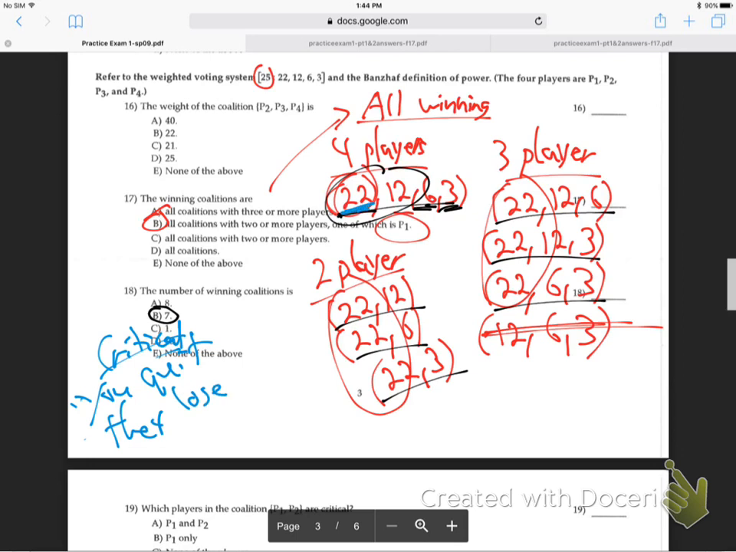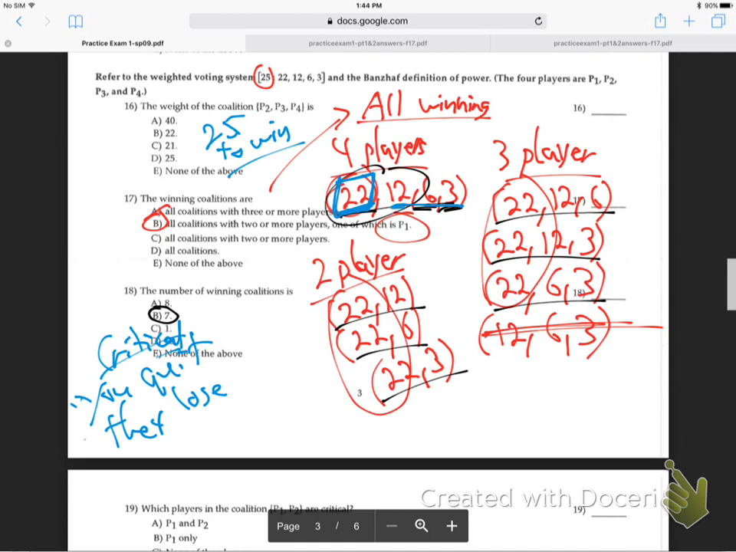Okay, so let's start with the 4-player team. If 22 quits this team, I'm just looking at the winning ones now. 22 quits, do 12, 6, and 3 lose? I think so, because that's only 21 votes, right? 12, 6, and 3? That's only 18, 21, yeah. So 22 is critical here. If he quits, the 12, 6, and 3 don't have 25. Remember, it takes 25 to win. So 22 is critical. If he drops out, they lose.